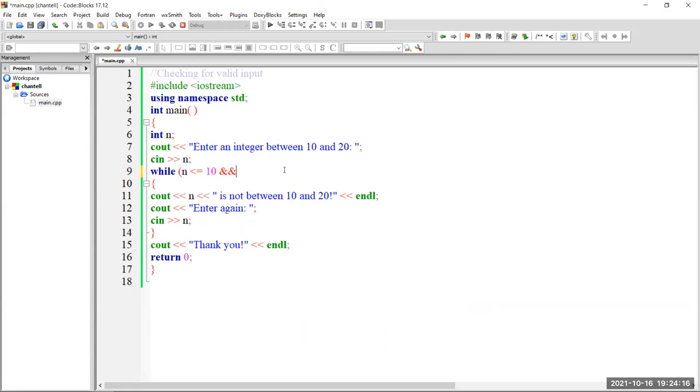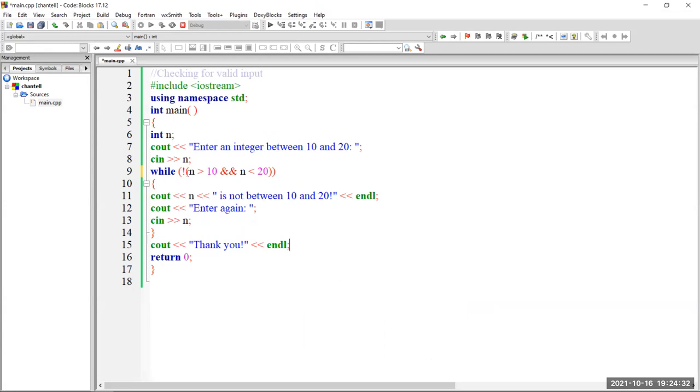Why must I retype everything, you know? All right, so look at this now, Chantelle. Not n is greater than 10 and n is less than 20. There's the not. So I'm thinking of it.